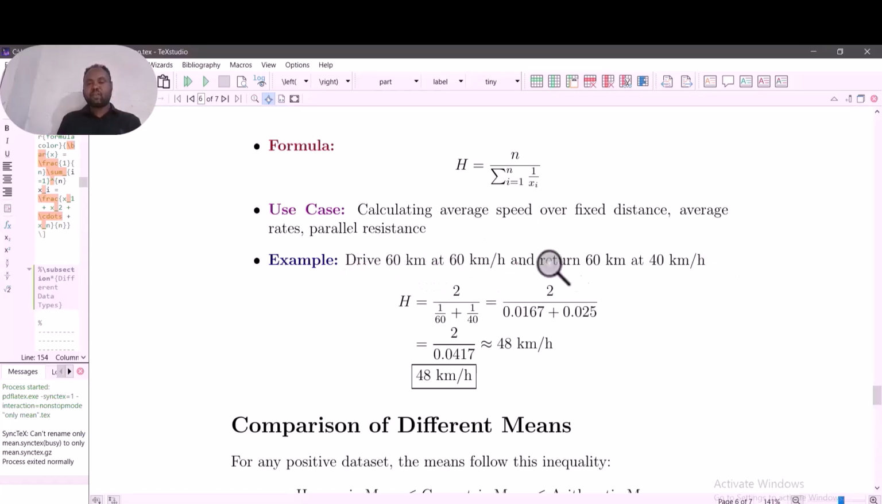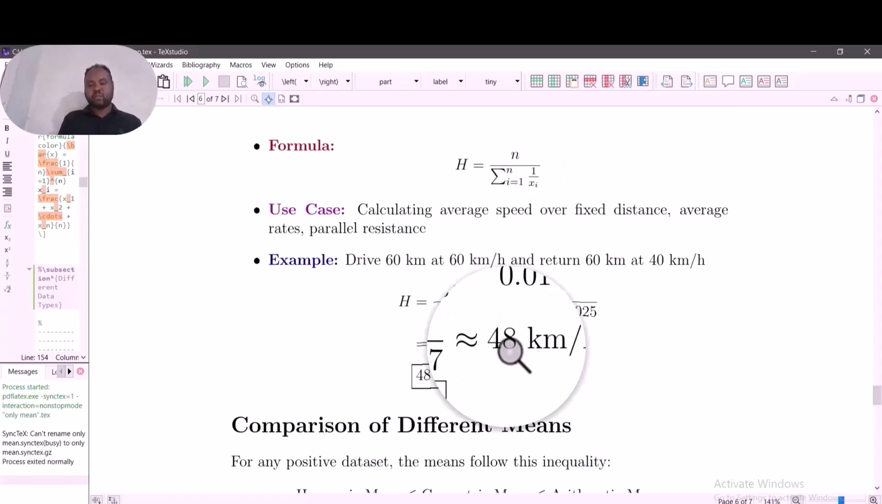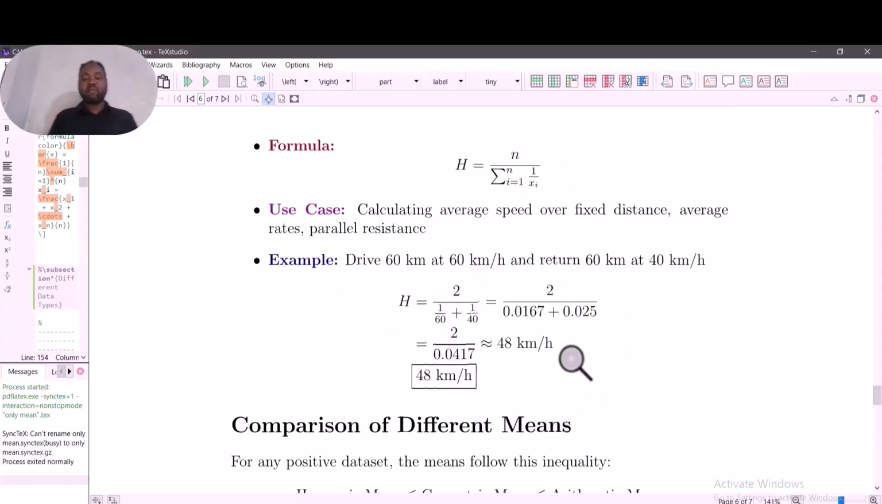For example, a driver drives 6 km at 60 km per hour and returns 6 km at 40 km per hour. The distance is the same, but the speed is different. The driver makes a trip: he has gone and he turned back. So the question is, what is the average speed to cover this whole distance? We make use of the harmonic mean. We compute by this formula and come up with this result, 48 km per hour. The average speed for the trip is 48 km per hour.